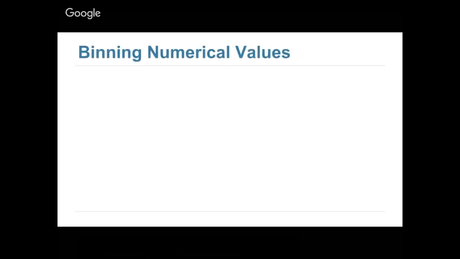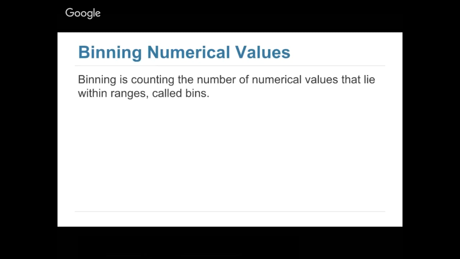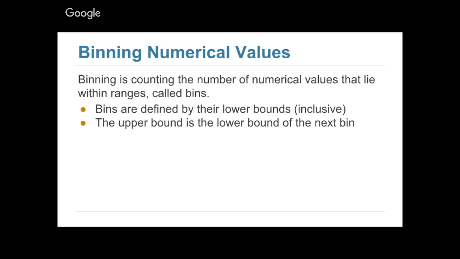Okay, so when we bin numerical values, all we really do is instead of counting each value separately, we just say, okay, this value falls within this range, this value falls within another range, and we call those ranges bins. Okay? The way we define bins is that we say, okay, this bin goes from 10 to 20. And typically, the range for a bin is inclusive on the left side.